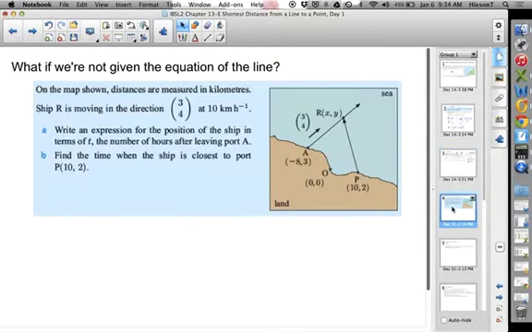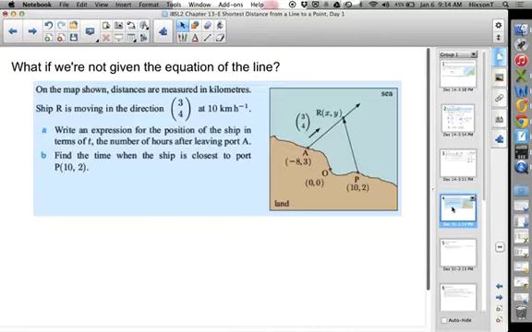What if we're not given the equation of the line? It says, on the map shown, the distances are measured in kilometers. Ship R is moving in the direction 3, 4 at 10 kilometers per hour. It says, write an expression for the position of the ship in terms of t, the number of hours after leaving port. Okay? And then secondly, find the time when the ship is closest to port P, which is at the point 10, -2.